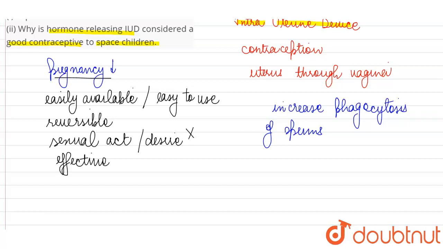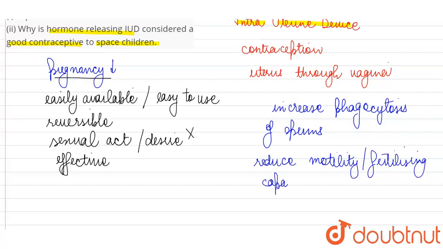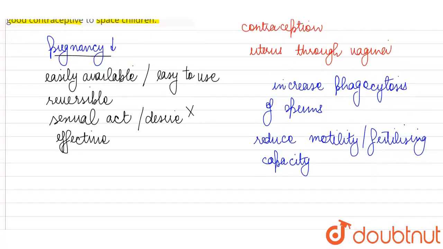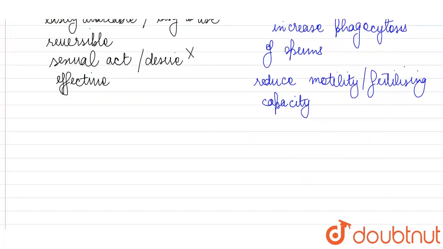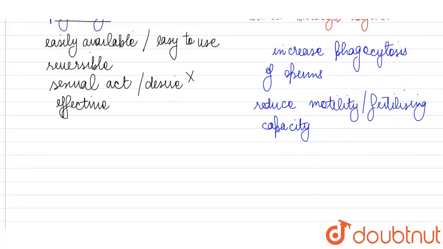Then we have some copper releasing IUDs which release copper ions. Now these copper ions are going to reduce the motility. Sperms are not going to be able to swim rapidly to reach the egg, and also the fertilizing capacity of the sperms. So they are going to affect the sperms in such a way that chances of them fusing with the ovum are going to decrease.